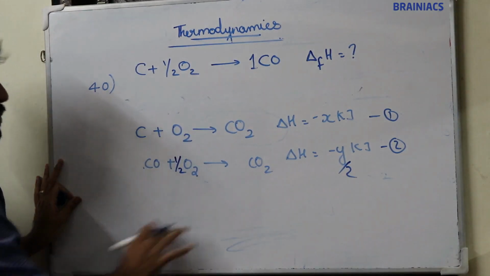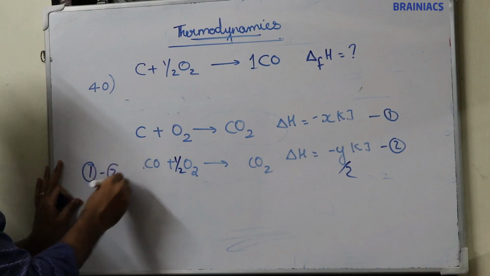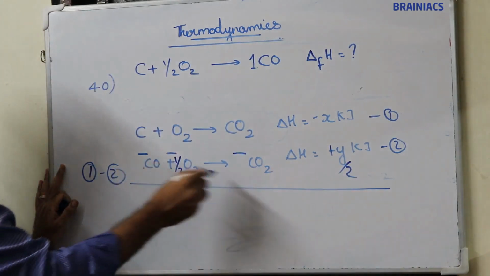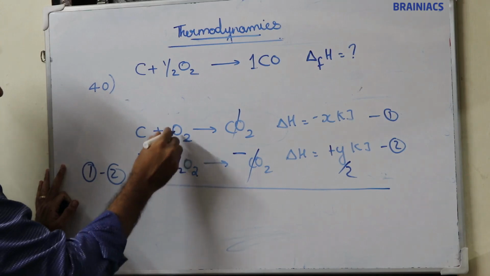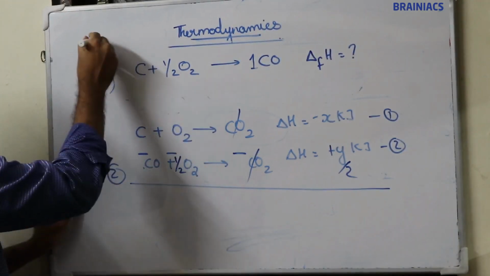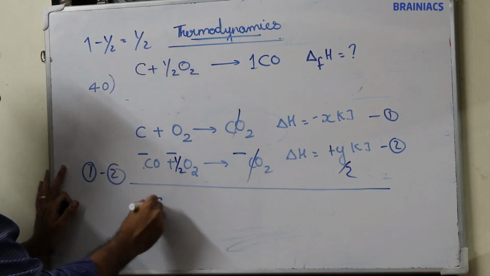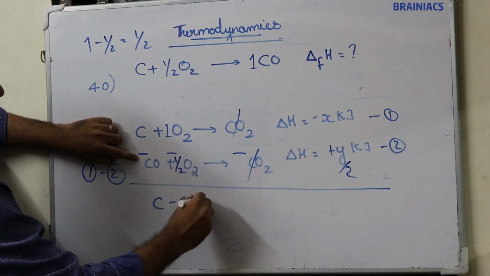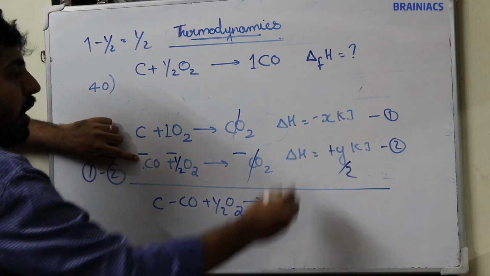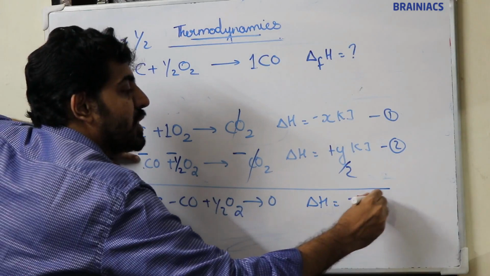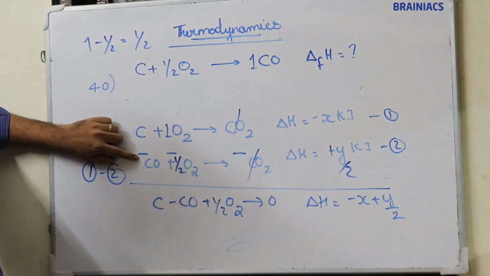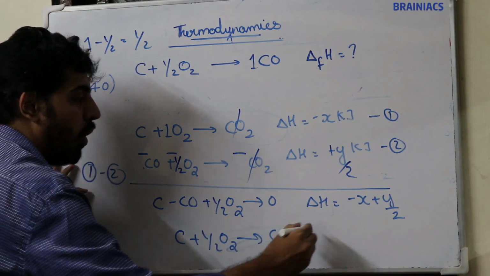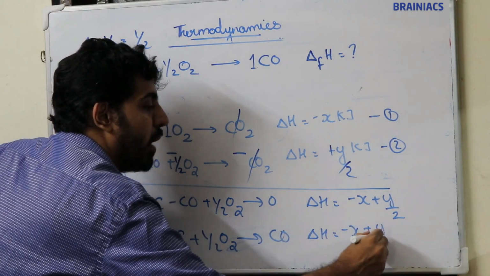Now I am subtracting 1 minus 2. So it will become plus. You will get CO2 cancelling each other. 1 O2 minus half O2, you will get half O2. So you will get C minus CO. 1 O2 minus half O2 will get half O2 giving 0. Delta H is equal to minus x plus y by 2, right? Minus x plus y by 2. I am taking the CO to this side, so you will get C plus half O2 giving CO. Delta H is equal to minus x plus y by 2.